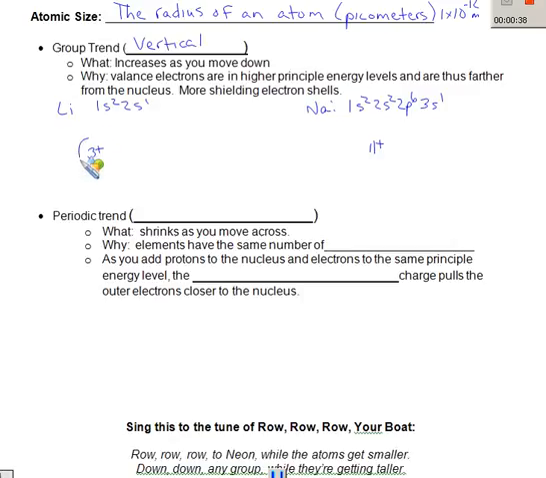So it's going to have first the 3 protons in the nucleus, and then it's going to have 2 principal energy levels. Okay, and then we're going to go to sodium, which is going to have 11 protons in the nucleus and 3 principal energy levels.